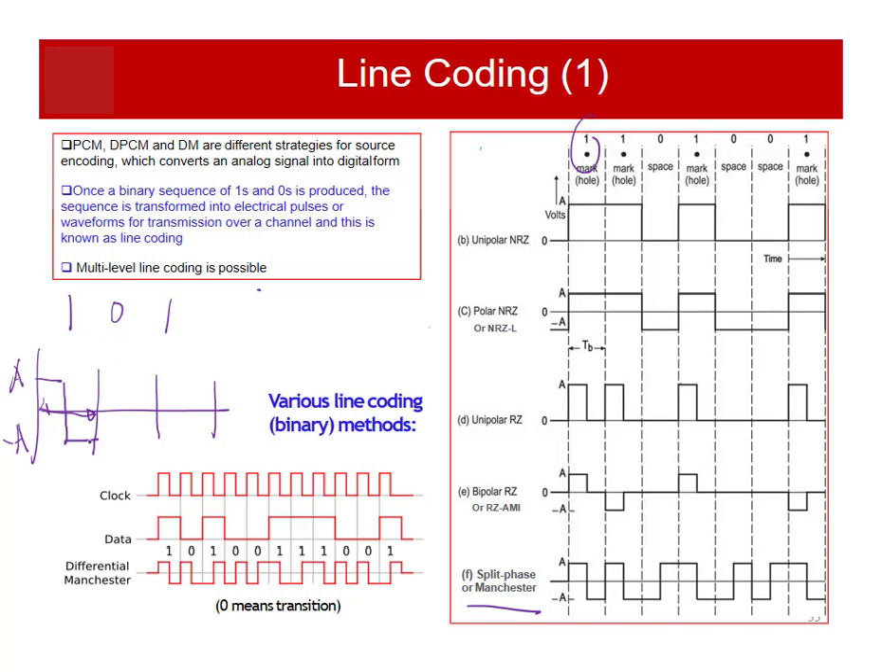For 0, you have the opposite combination. It will start from minus A for half the time, then for the other half it will be positive A. For the next 1, it is again like the previous one: you start with positive A for half the time, then for the rest you get minus A. So this is Manchester.